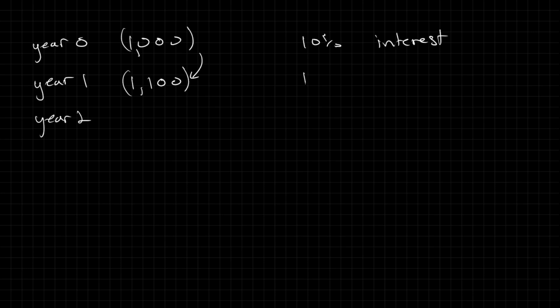So we'll get 1,100, excuse me, not 1,000, but 1,100 times 0.1. So that's the amount of interest we'll get, which is $110. We'll add that to our investment, and on year two, we'll have $1,210.